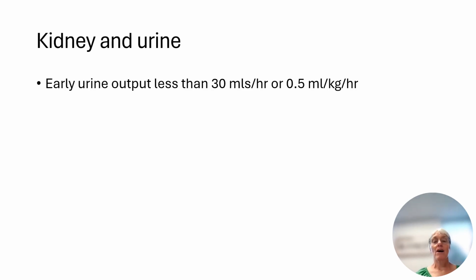Another thing we have to think about early in shock: we're going to see that urine output decreases to less than 30 mLs an hour, or less than 0.5 mLs per kilogram per hour. Your job is to make sure you're measuring that urine output. You want to measure it at least every hour. If hypoxia or anoxia persists beyond an hour, your patient is going to be at risk for acute kidney injury or kidney failure.